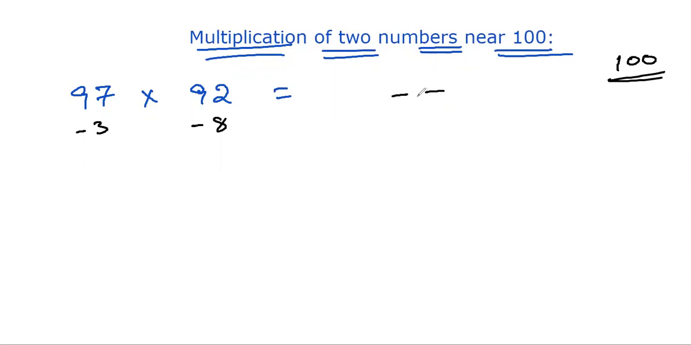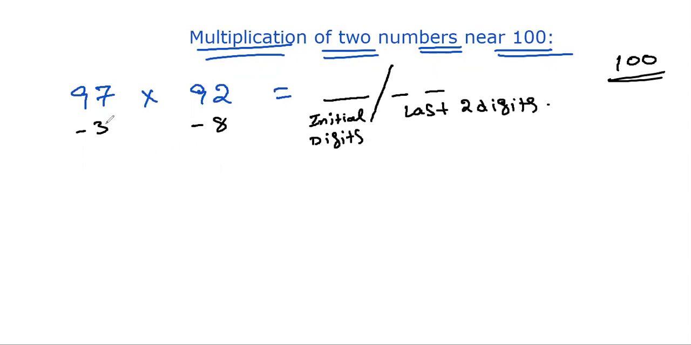Here, friends, I am doing this one in two parts. These are initial digits. These are last two digits. How you will get last two digits means by multiplying minus 3 and minus 8. Minus 3 into minus 8. 3 into 8 is what? 24. Minus into minus is plus, 24 you will write.